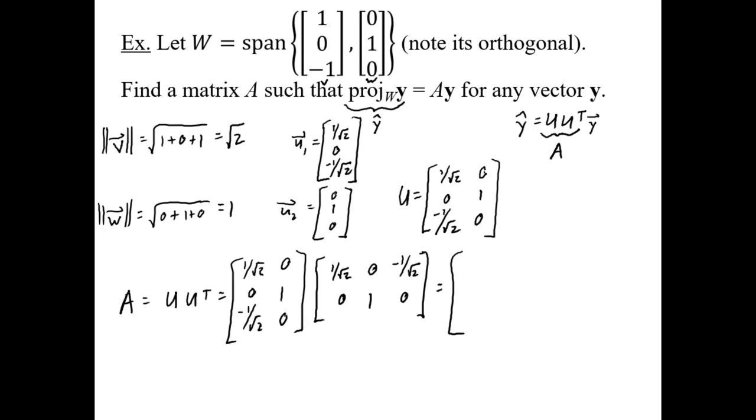If I take my first row, multiply by my first column, I get 1/2. First row times the second column is 0. First row times the third column is negative 1/2. And then 0, 1, 0. And then finally negative 1/2, 0, 1/2. Okay, and so that's the matrix we're looking for. That's that matrix A.